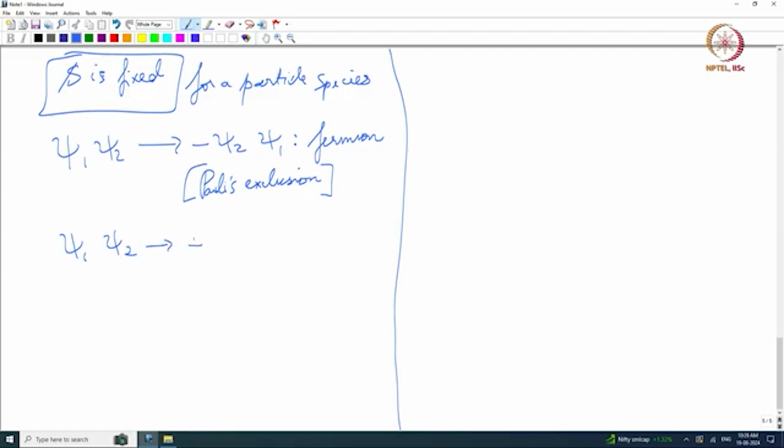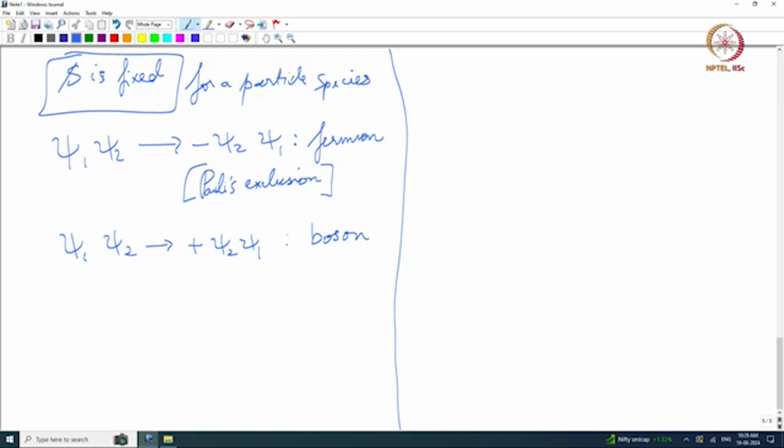What if it does not pick up a minus sign under exchange? That is a boson, right? These are the actual definitions of a fermion and a boson. Now, suddenly we made this leap in our speech saying that spin half or spin 3/2 is a fermion, and integer spin states are bosons. So, why did we say this?